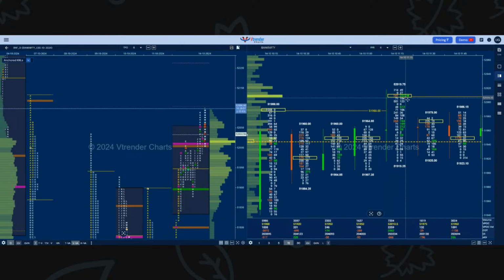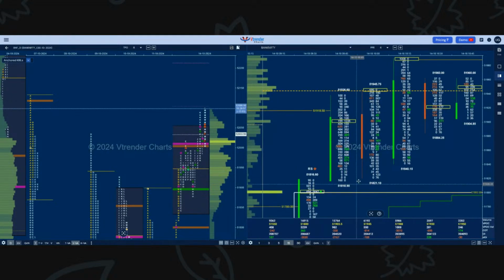So this is a very classic example of how just an LLT coming does not mean that you need to go long. You can compare that LLT with this LLT.